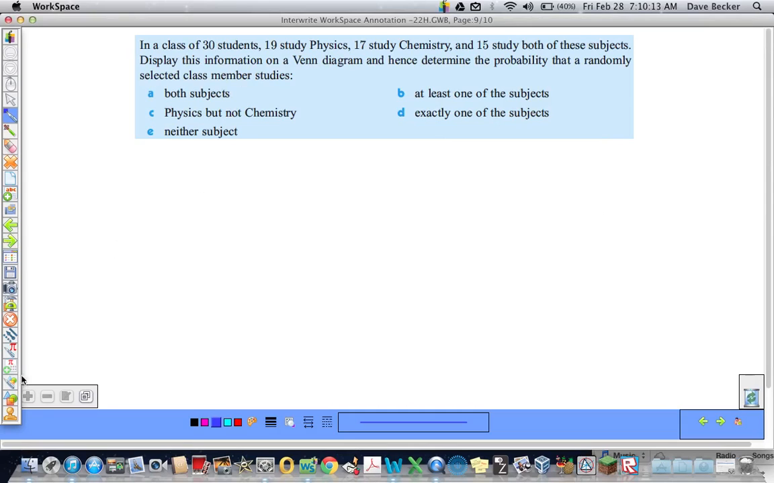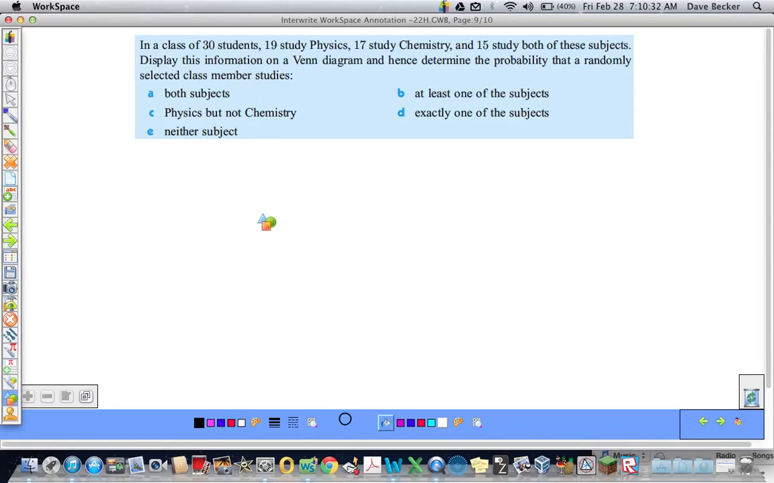All right, a couple more. In a class of 30 students, 19 study physics, 17 study chemistry, and 15 study both of these subjects. Display this information on a Venn diagram and hence determine the probability that a randomly selected class member studies.